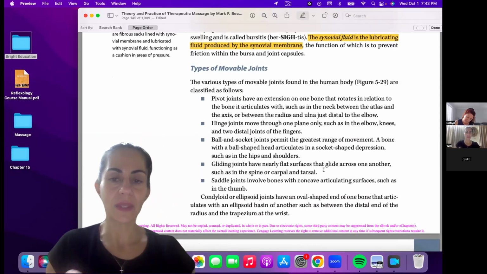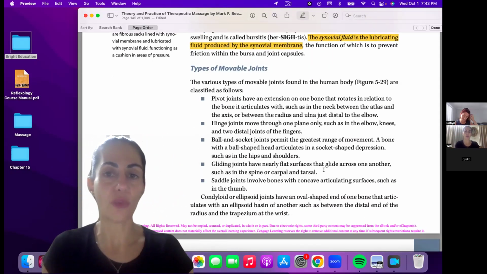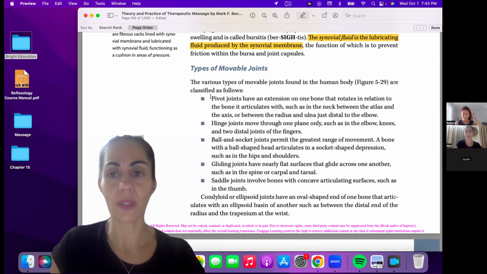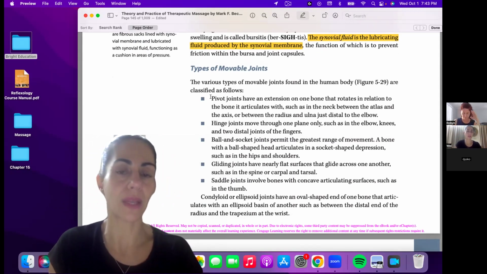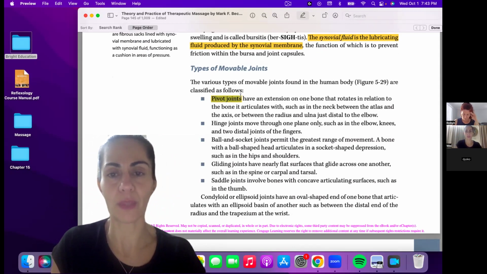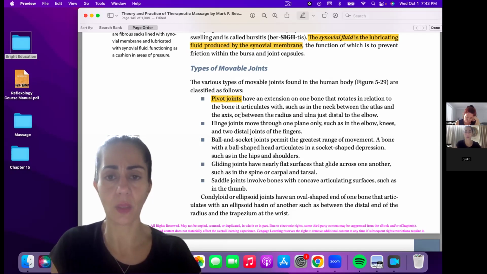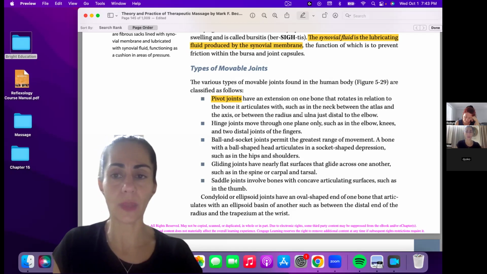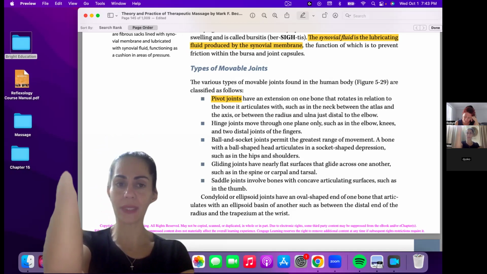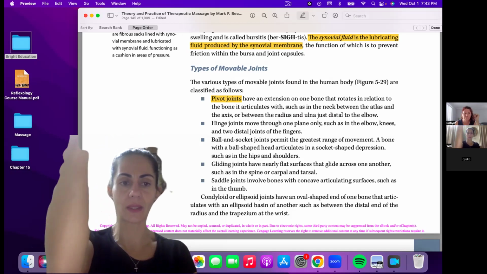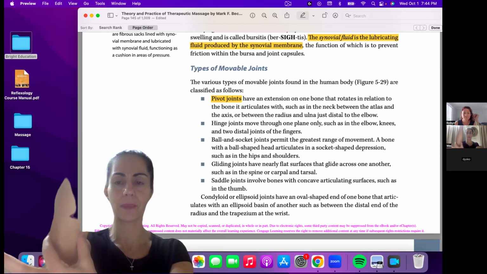Now, let's dive into the types of movable joints, which are synovial joints, which we also call diarthrotic joints. We have pivot, which has an extension of one end on rotation in relation to the other bone, just like the one in the neck, the atlas and the axis, C1 and C2. Also between the radius and the ulna, just distal to the elbow. So as we rotate our wrist like that, that is pivoting. That is pivoting, okay?